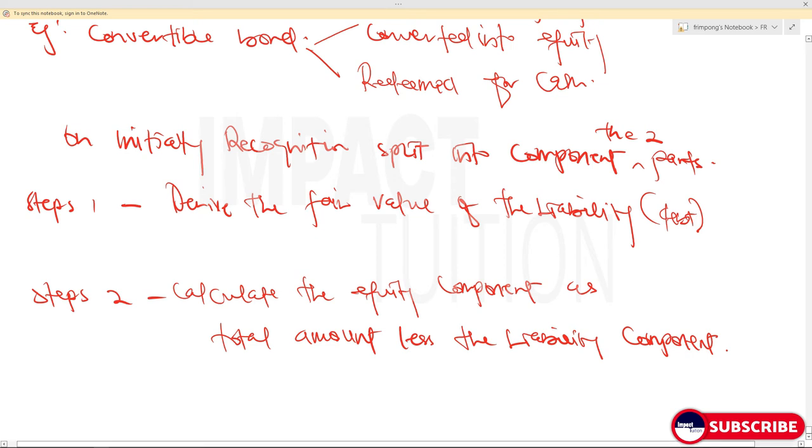Now in step one, the fair value of the liability is the present value of the future cash flows discounted using the market rate of interest for non-convertible debt instruments. We'll pick an example and we'll see how this is done. So this is all for initial recognition.